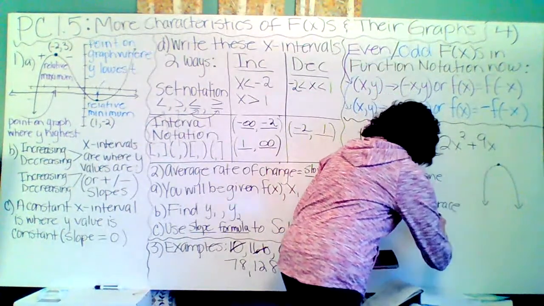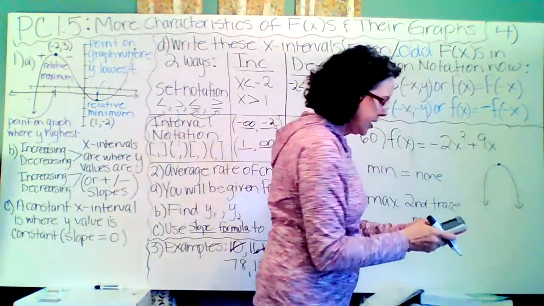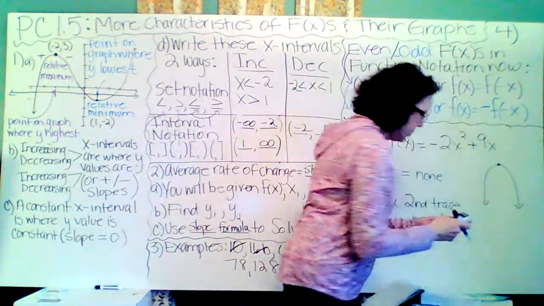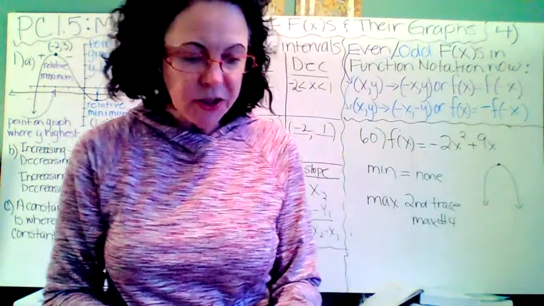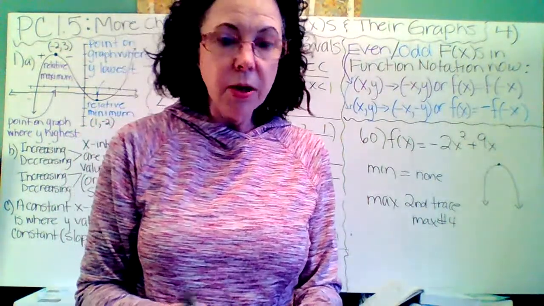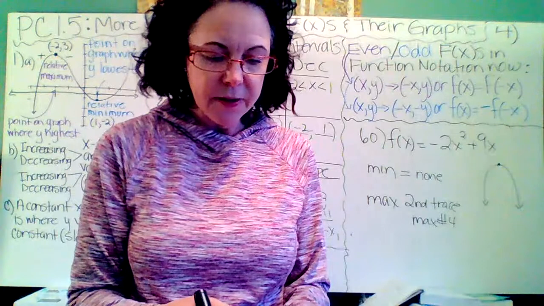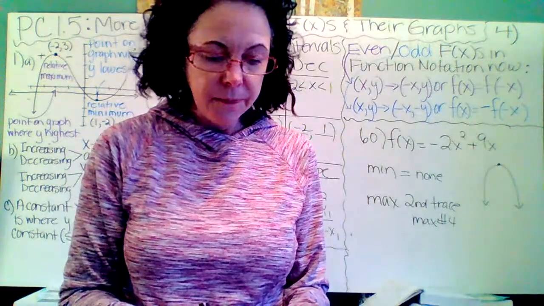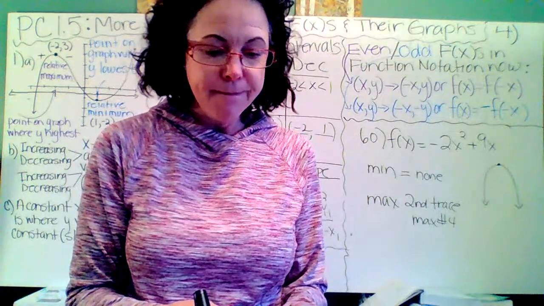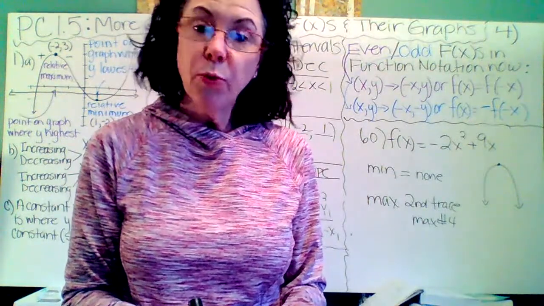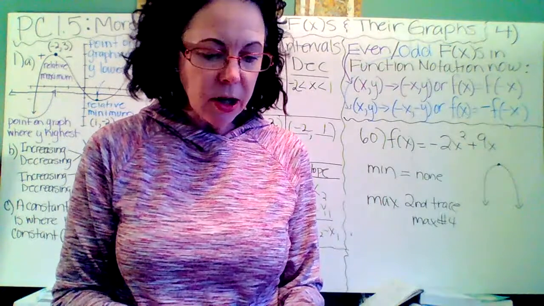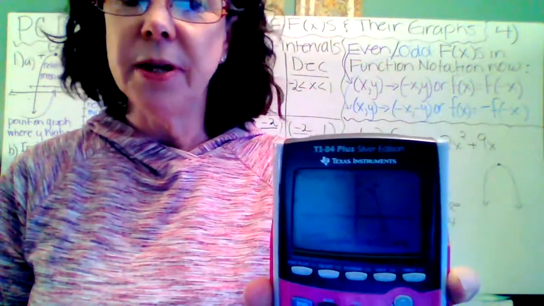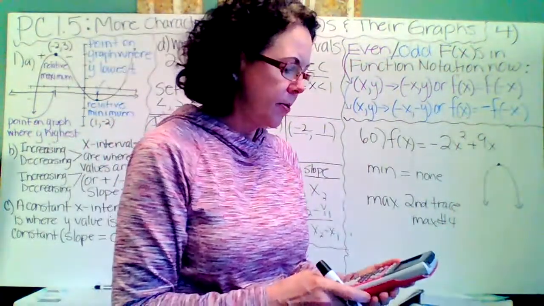And we let them know we're looking for a maximum. So second trace, and the maximum is number 4. Okay, and then all you have to do, it says left bound, just cursor until you're to the left of the maximum. You've probably done this in other classes. And hit enter, cursor to the right. So you're on the right-hand side of the maximum and hit enter, and it wants us to make a guess, right? And we don't have to, it's looking in the right spot. So you just hit enter.